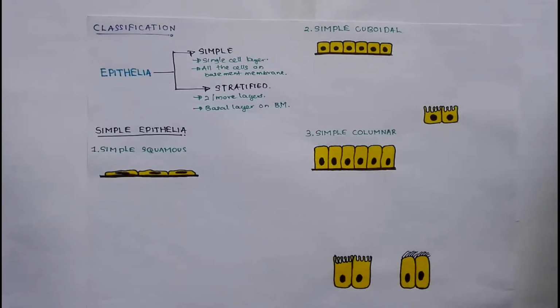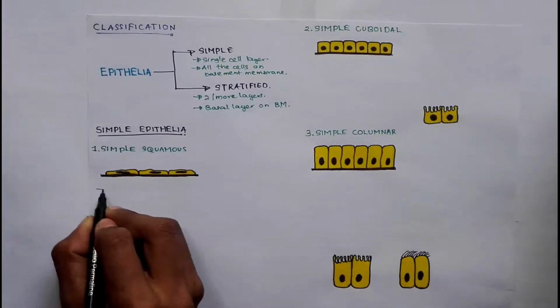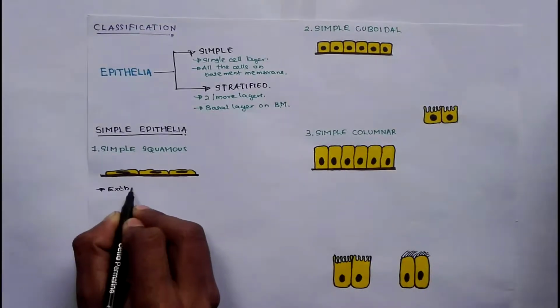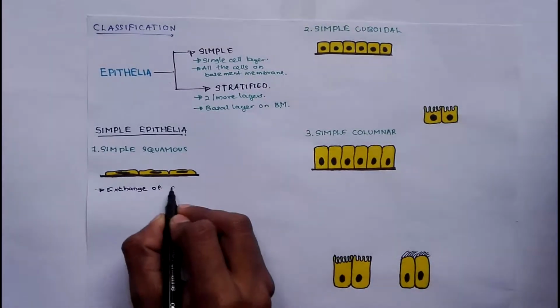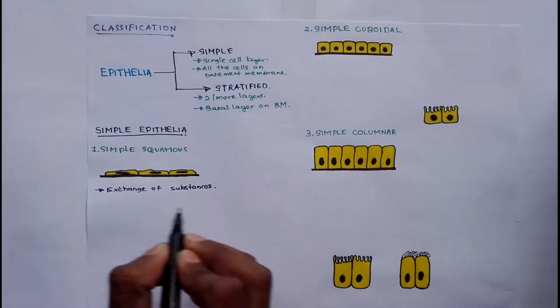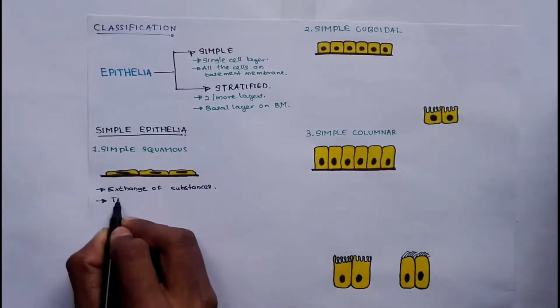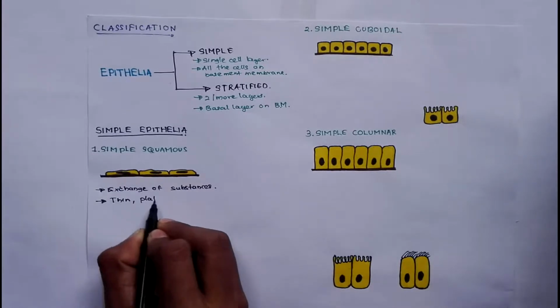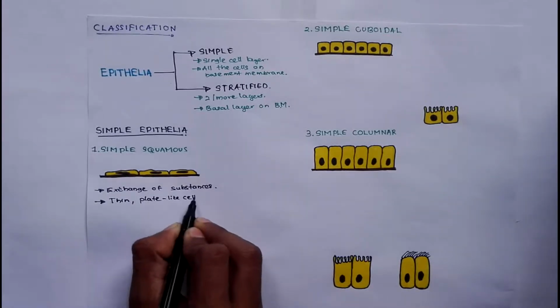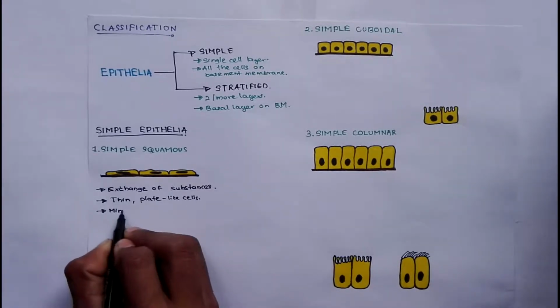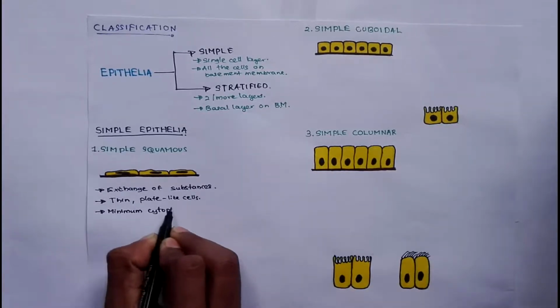Let's begin with simple epithelia. First one is the simple squamous epithelium. This epithelium is designed for exchange of substances and it is made up of thin plate-like cells. The cells have a very minimal cytoplasm and contain flattened nuclei.